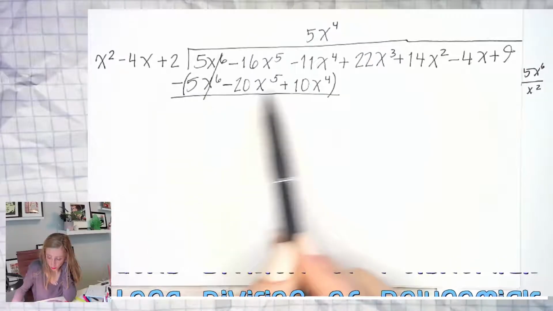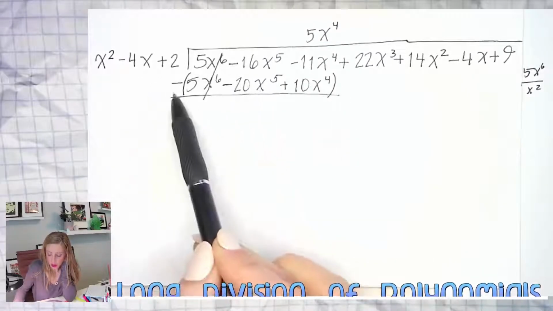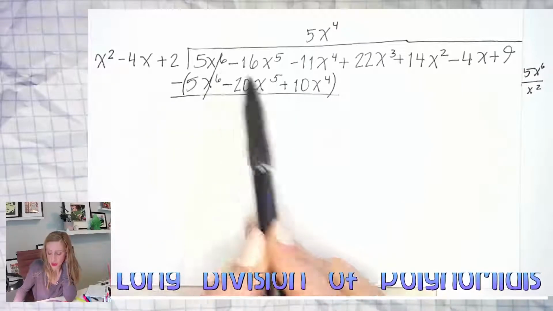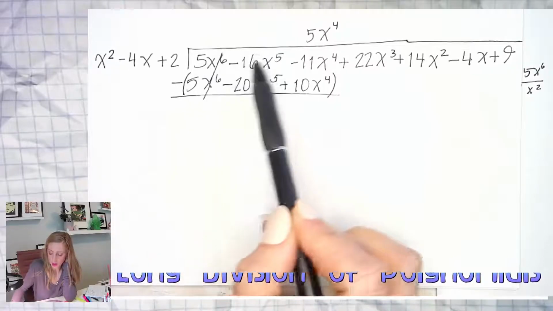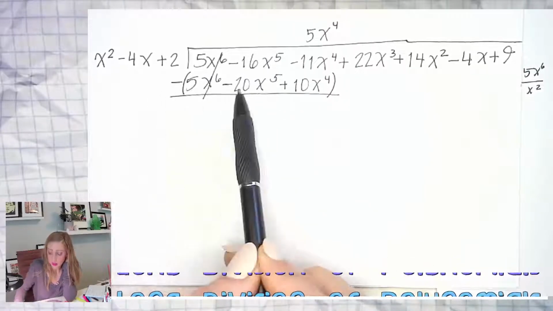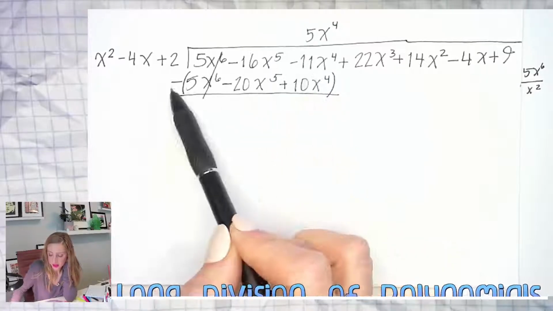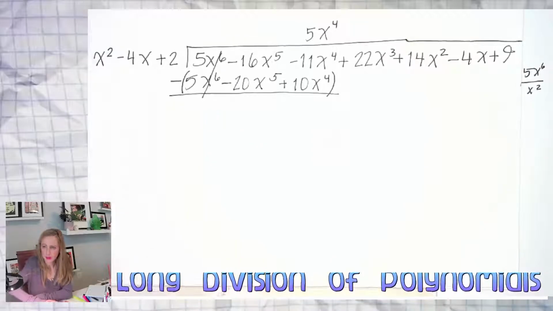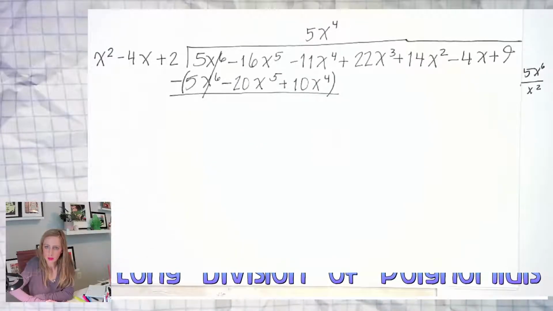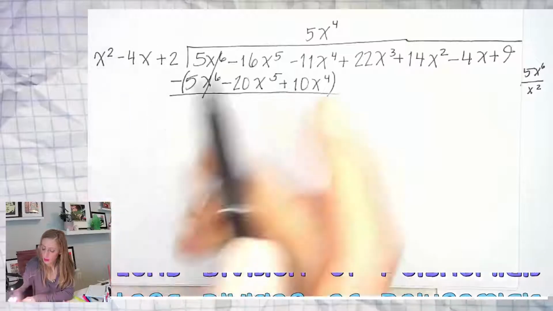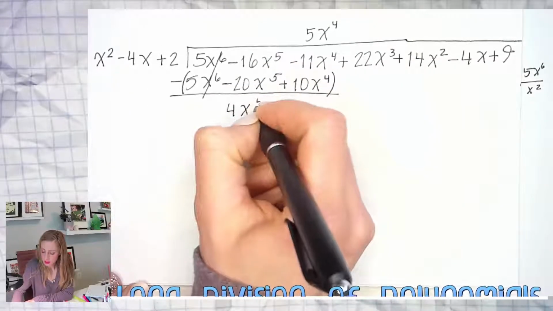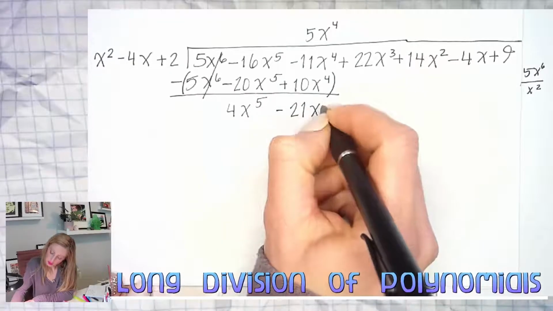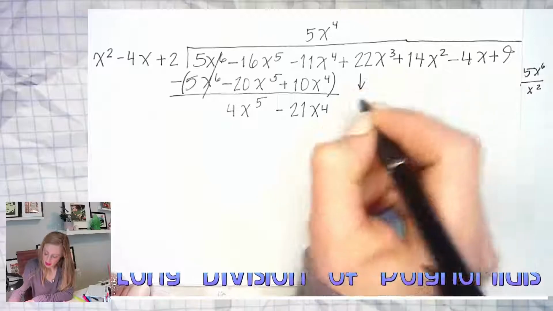Minus the parentheses means you're going to distribute the minus sign to everything, and negative means opposite. So you're going to do the opposite. So this should cancel. Negative 16 becomes plus 20. And then we have negative 11 minus 10. So what do I get underneath? You'd get 4x to the 5th, and then you would get negative 21x to the 4th. Yes. Then we bring down the next term.